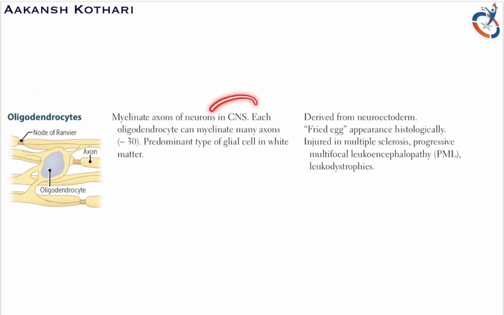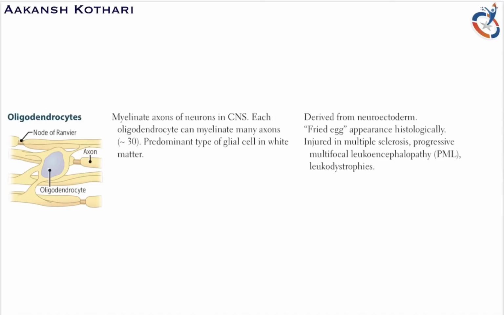Each oligodendrocyte can myelinate many axons, okay, whereas a Schwann cell can myelinate only one axon. Is this clear? So, these can myelinate approximately 30 neurons, whereas Schwann cells can myelinate only one neuron. Now, these are the predominant type of glial cells in the white matter, and are derived from neuroectoderm.